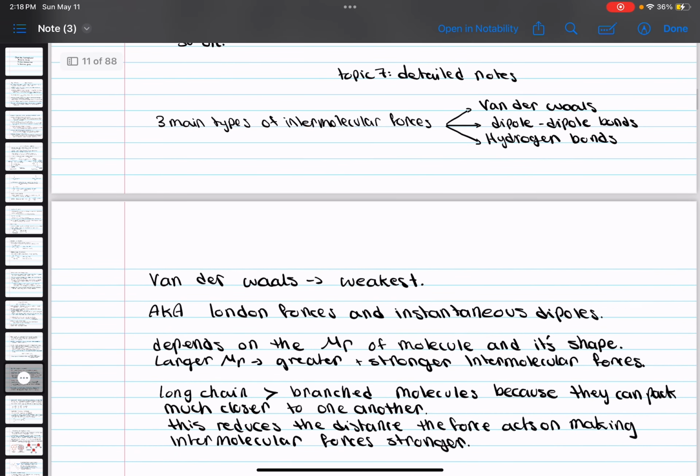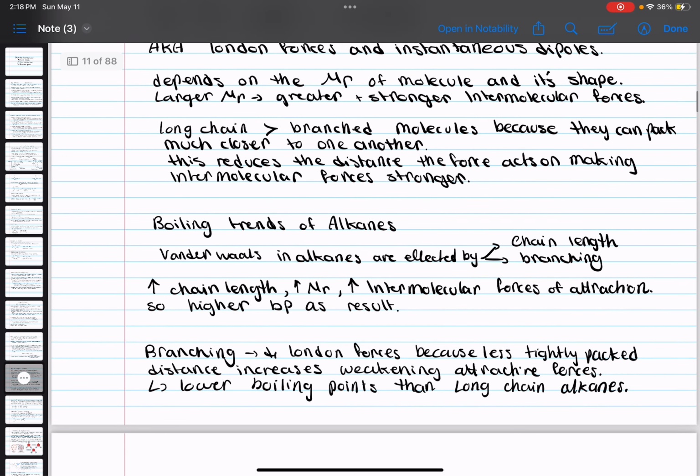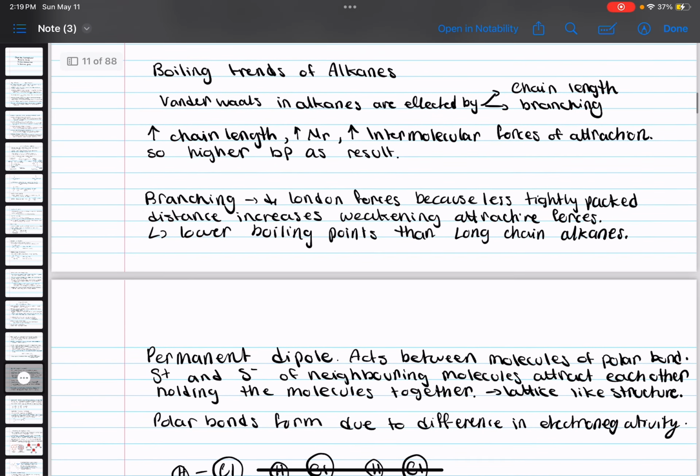So we have three types of intermolecular forces: van der Waals, known as London forces, dipole-dipole bonds, or permanent dipole bonds, and hydrogen bonds. Van der Waals is the weakest. It's also known as instantaneously induced dipoles or London forces, and it depends on the Mr of the molecule and its shape. The larger the Mr, the stronger the intermolecular forces. Long chain hydrocarbons actually have more intermolecular forces than branched hydrocarbons, because the distance is less, making the force stronger. And then we have boiling trends in alkanes.